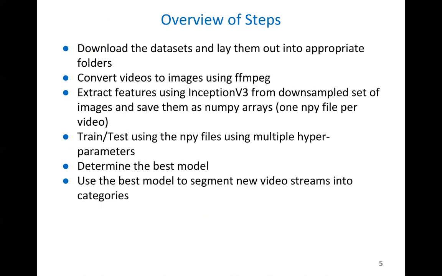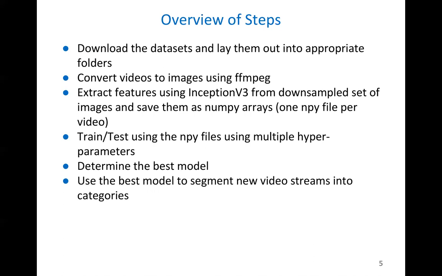Overview of the steps. So we first download the datasets, lay them into appropriate folders, convert the videos into images using FFmpeg. We then extract the features using Inception v3 from a downsampled set of images. We will be downsampling them to 40 per video. And then after the features have been extracted, we save them into NumPy files.